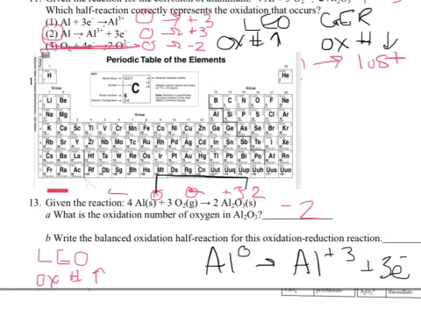To determine the number of electrons that you need to add in any oxidation or reduction reaction, simply take the difference between the 2 oxidation numbers. We double check our work and make sure that this is true. 0 equals +3 plus -3. Very good.